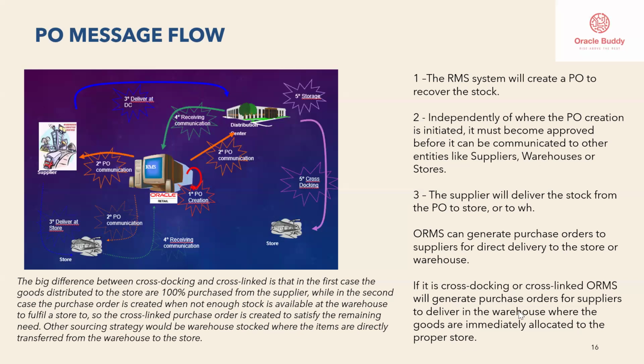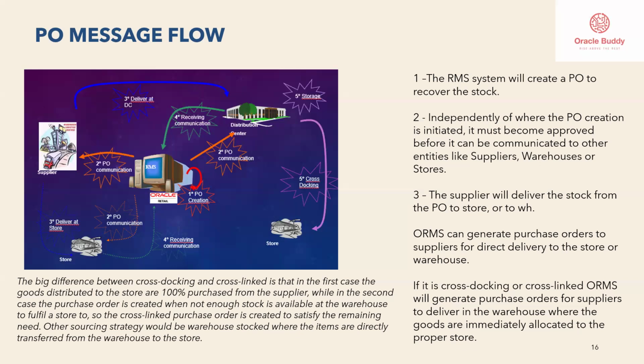ORMS can generate purchase orders to supplier for direct delivery to the store or warehouse. If it is cross-docking or cross-linked, ORMS will generate a purchase order for suppliers to deliver to the warehouse, where the goods are immediately allocated to the proper store.